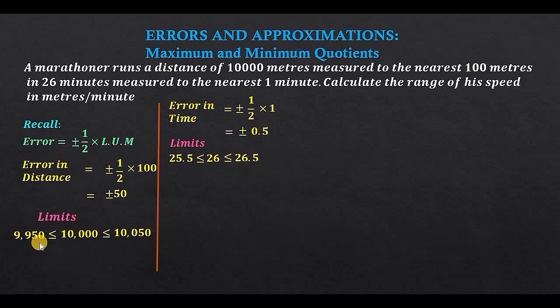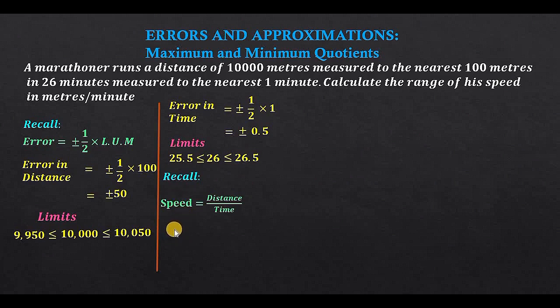Now we are going to use these limits here to answer the rest of the question. Remember, we are required to calculate the range of his speed in meters per minute. So we are required to get the maximum speed and minimum speed, and from that we determine the range. Now we'll have to recall that speed is given as distance over time, and from this formula we'll be required to determine the maximum speed and minimum speed.